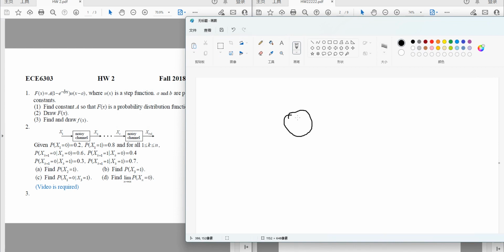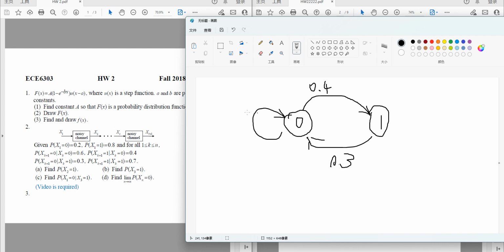This is 0. This is 1. So the 0 to 1 is 0.4 and 1 to 0 is 0.3. 0 to 0 is 0.6 and 1 to 1 is 0.7.